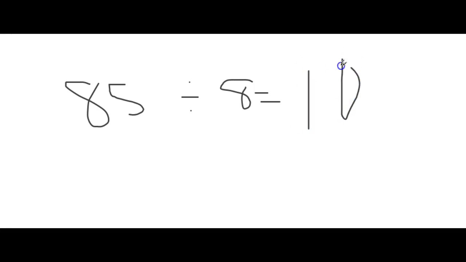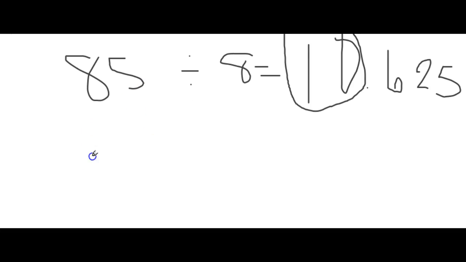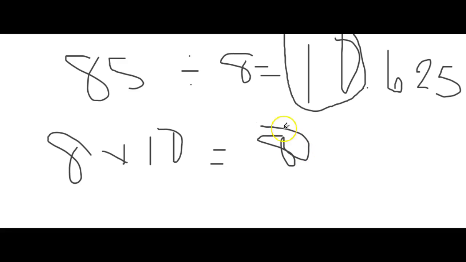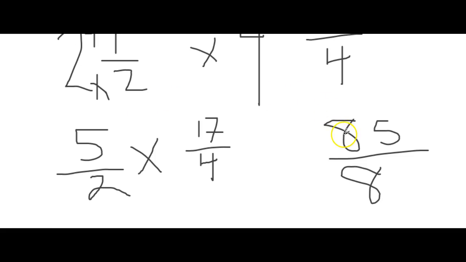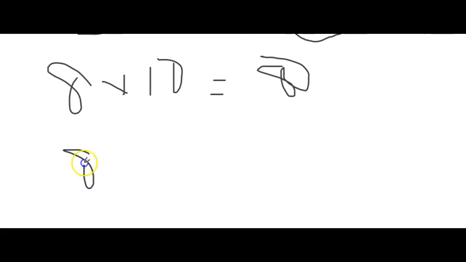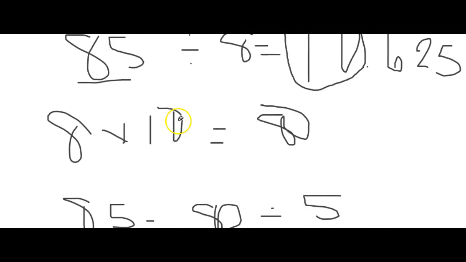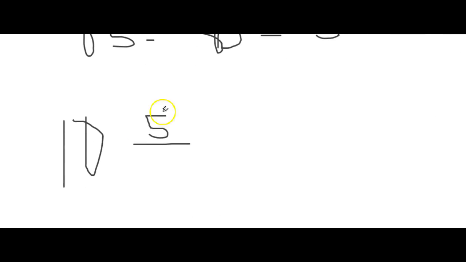That gives you 10 and a fraction, 0.625. So I know that the whole number here is going to be 10. We know that 8 times 10 gives you 80. Now I'm going to take this 80 and subtract it from 85, which was the numerator here, to figure out how much is left over. 85 minus 80 is 5. So our whole number was 10, we got 5 left over, and the denominator is going to be 8.